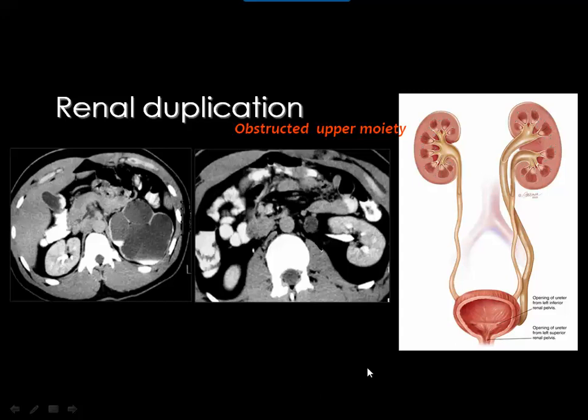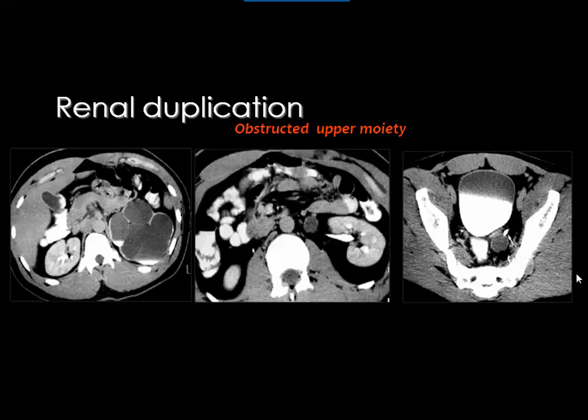Then how can you diagnose renal duplication? In the CT scan you see here, the right kidney is good, but the left kidney is hydronephrotic. Lower down, you see that the kidney is good, meaning that you have two moieties. One is hydronephrotic and one is normal. And this is the ureter of the normal kidney, and this is the ureter of the hydronephrotic kidney.